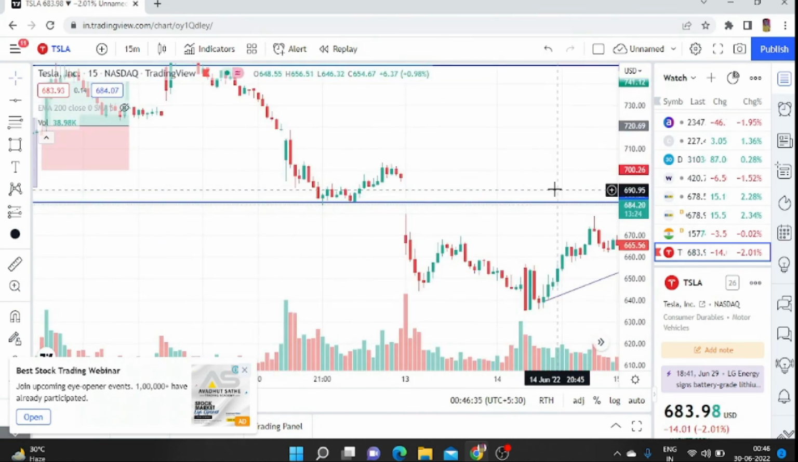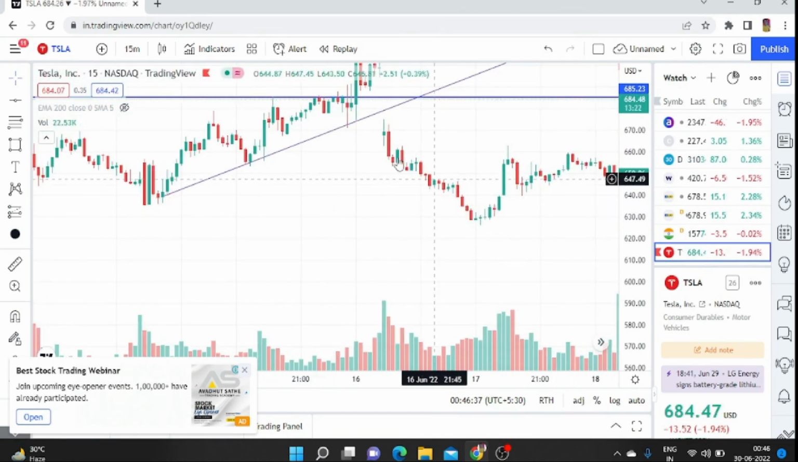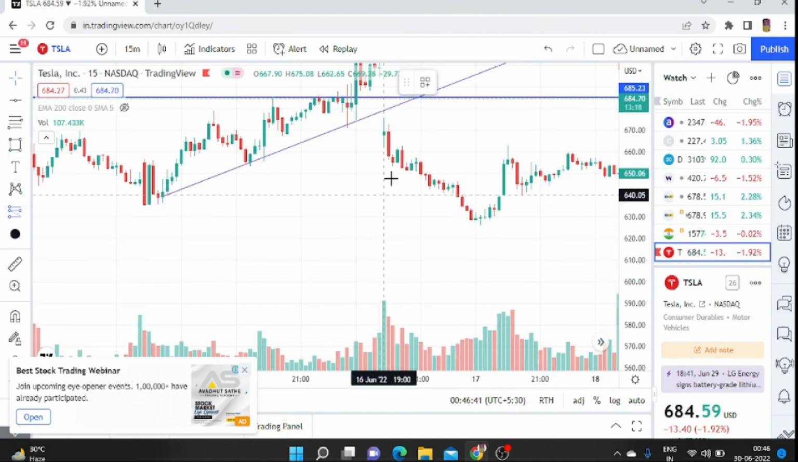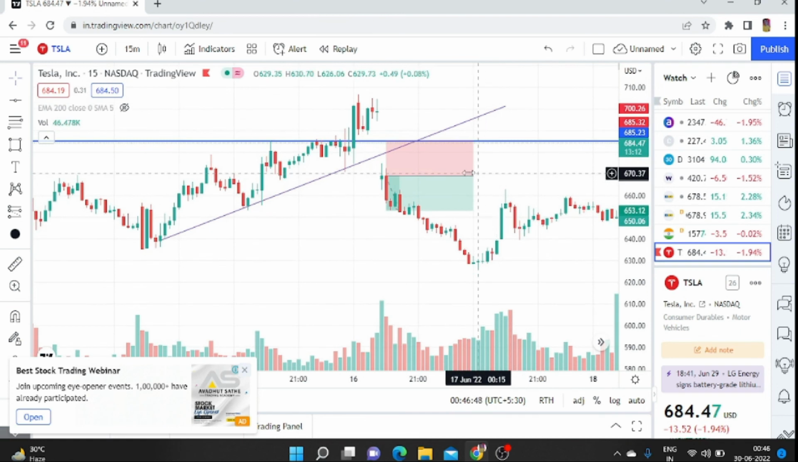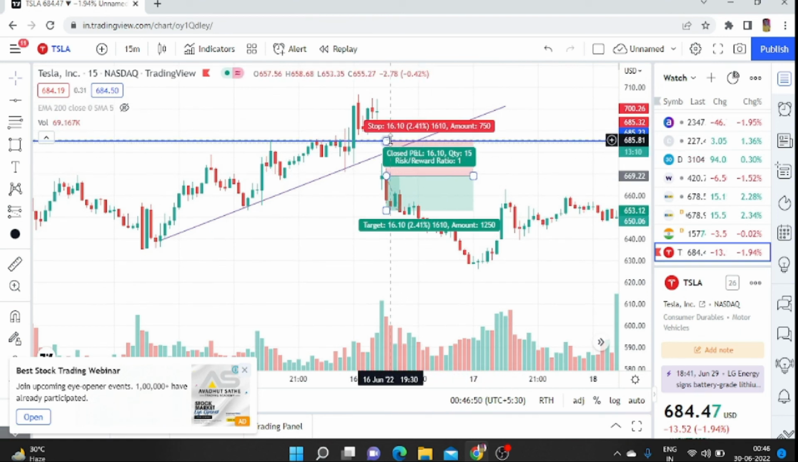So now let me show you the short position in the market. Suppose I took a short position over here, somewhere here. My risk to reward will be 1 is to 1. My stop loss will be here somewhere, and my reward will be up to here.